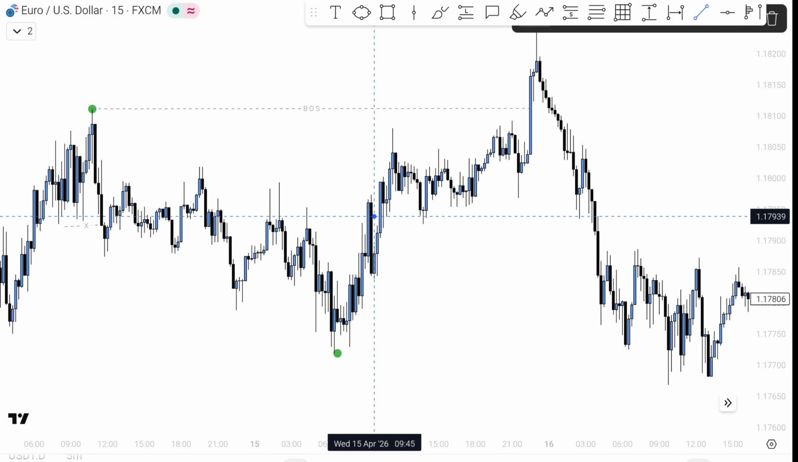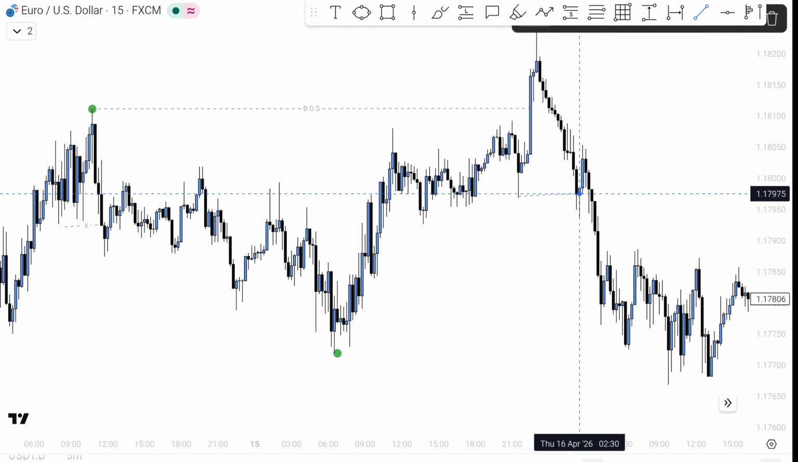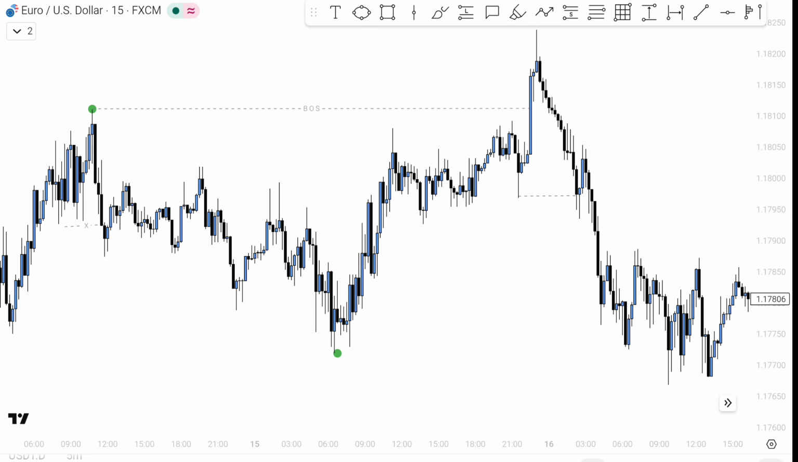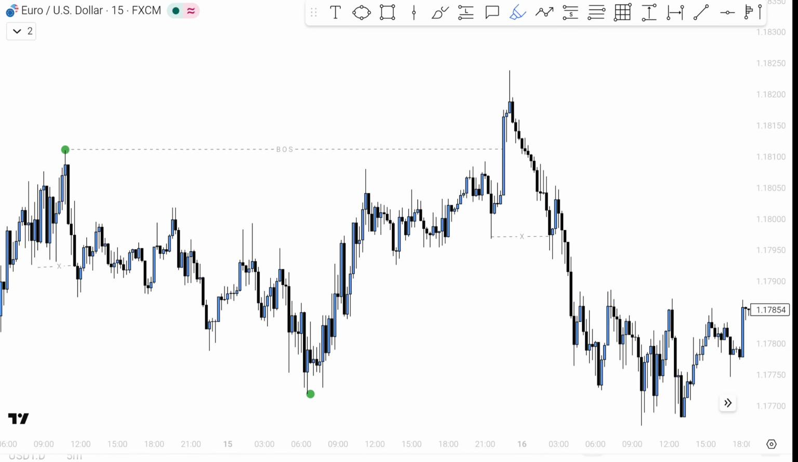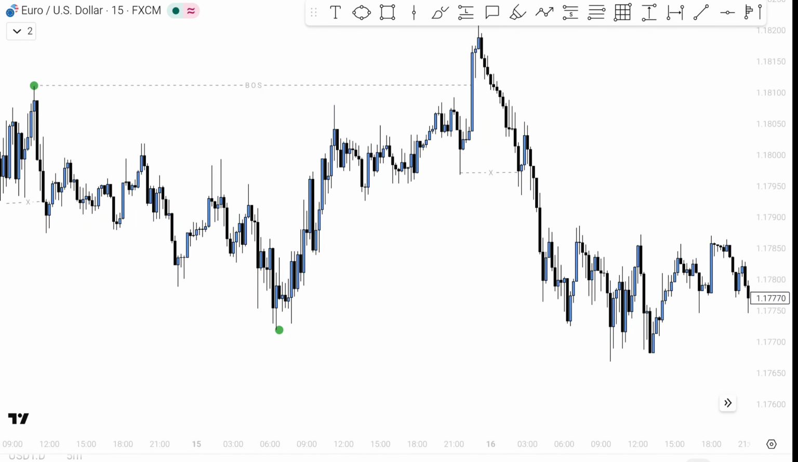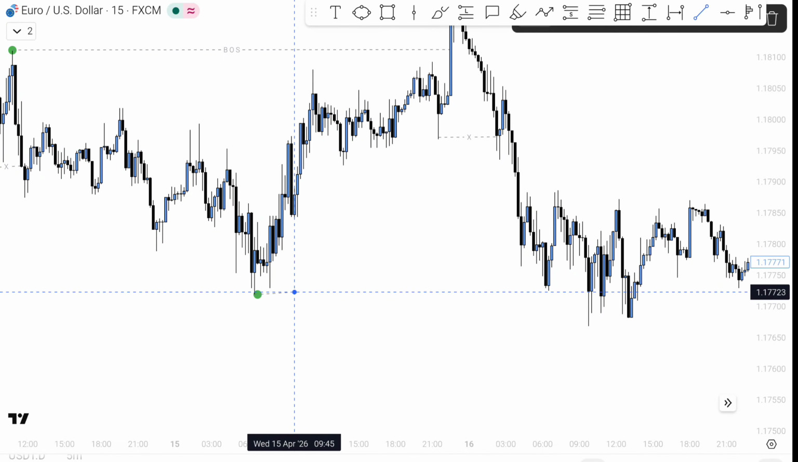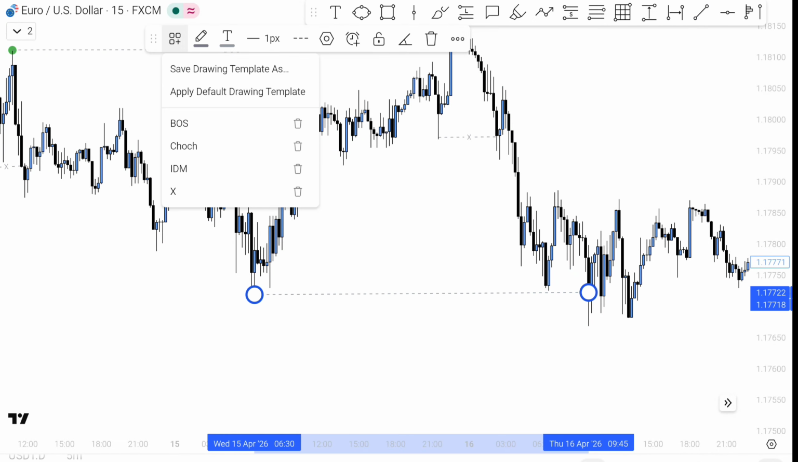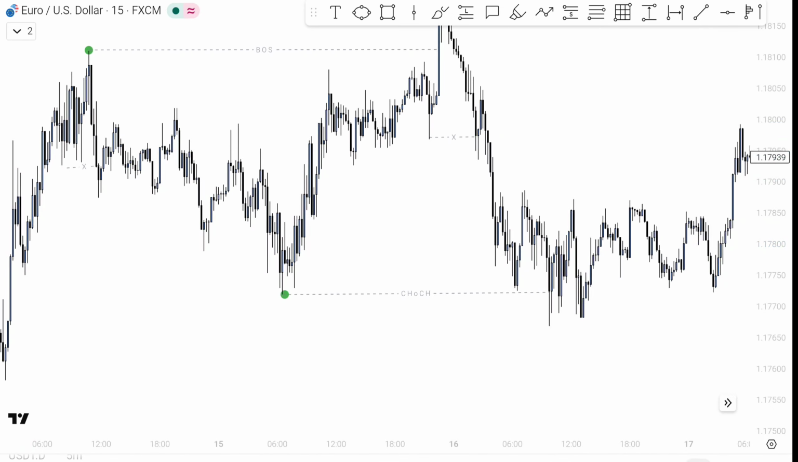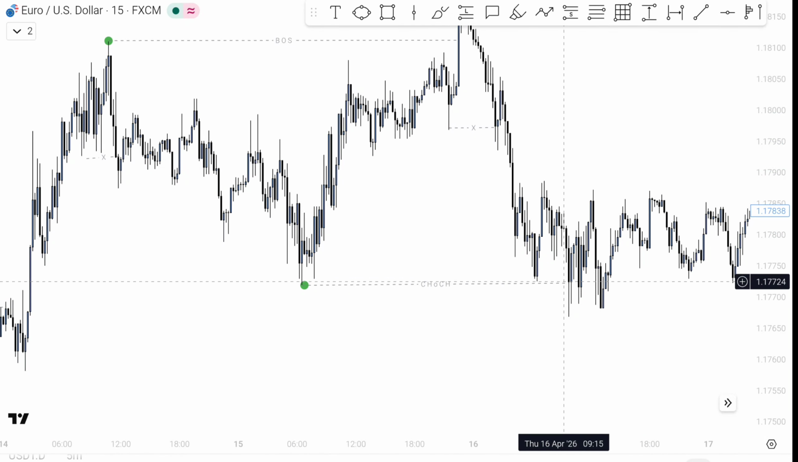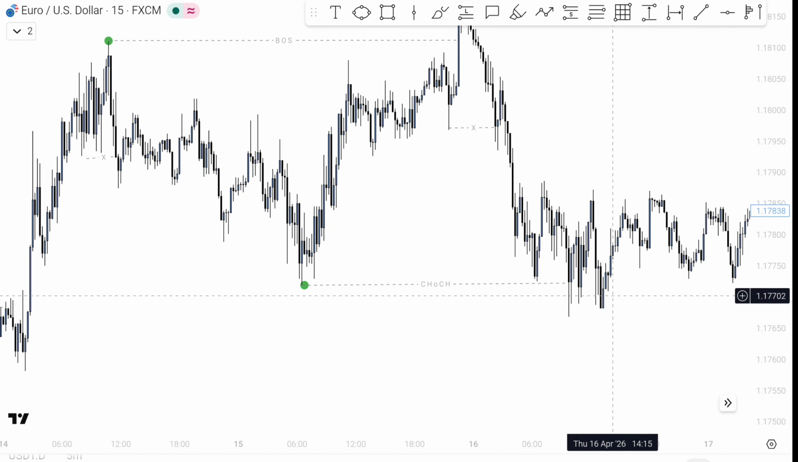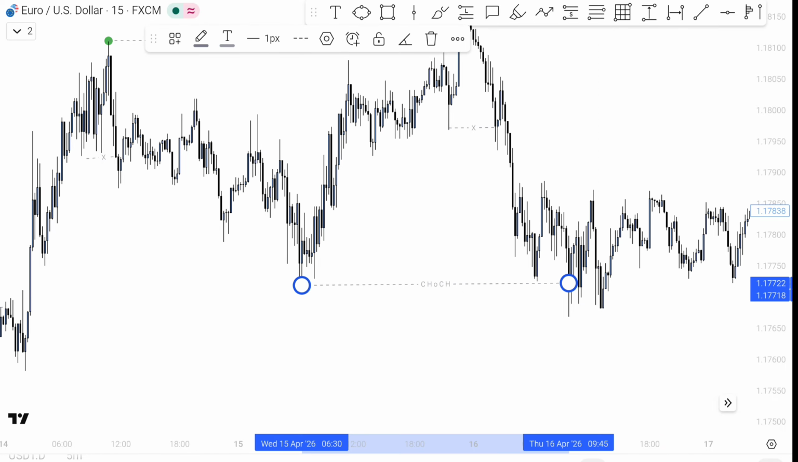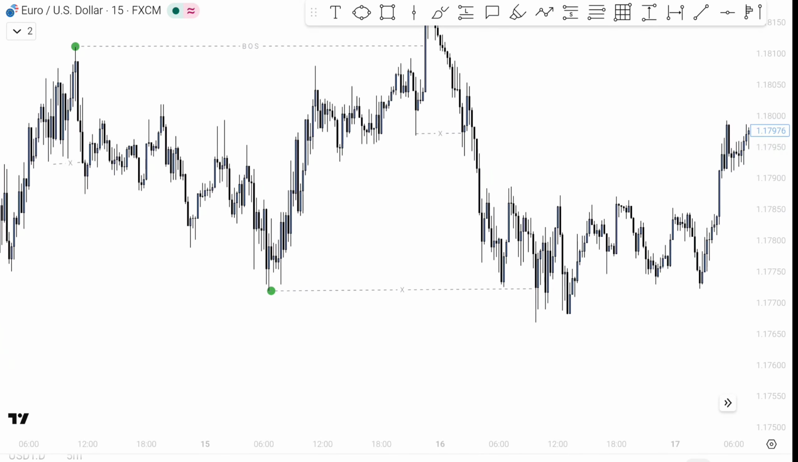In the same way, the market broke the first low, which is at this point. This makes our higher high at this point, and again the market dropped to the downside and broke below the major higher low, which is our change of character. Now at this point the market didn't close the candle below this point, so this is not our proper change of character. This is just a liquidity sweep. Now if a candle closes below this point, then this is our change of character.